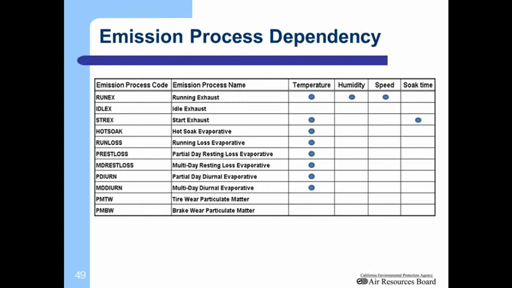Partial day resting loss evaporative is the evaporative emission from a car resting on a parking lot less than 24 hours and while the temperature remains the same or declining. So multi-day is similar, but it's more than 1 day. Diurnal refers to the evaporative emission from a car sitting on the parking lot when the ambient temperature is increasing. So all 6 evaporative emission processes have emission rates that vary by temperature.